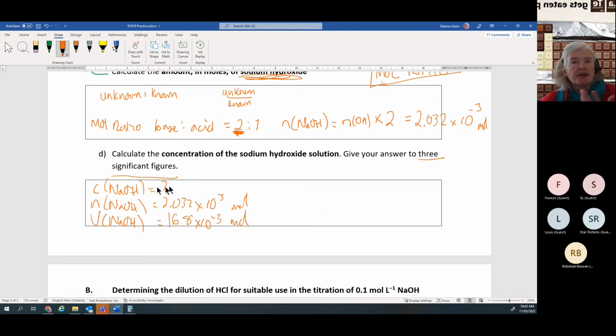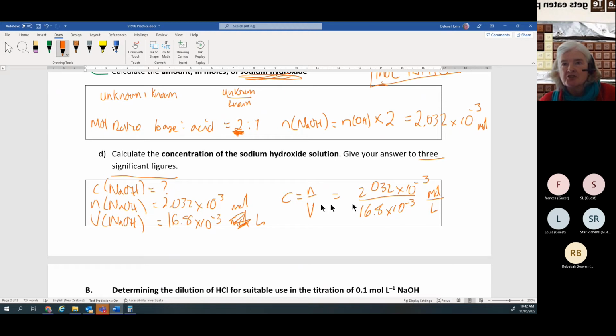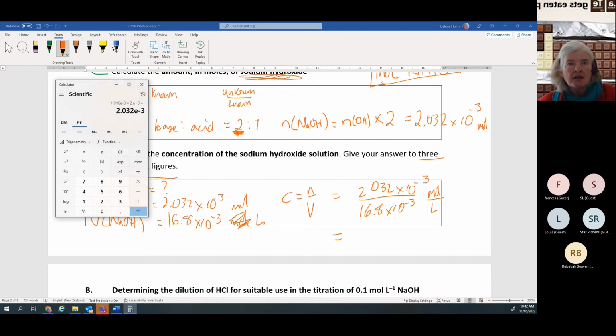And so now we just say, okay, what equation do I use? And hopefully you'll know by now I have to use C is equal to N over V. And N is 2.032 times 10 to the minus 3 and 16.8 times 10 to the minus 3 for, oh, that was volume, that was liters, sorry. Now, did you notice I had a wrong unit there because I was thinking I need to include my units to see that I'm going to come up with the right unit for concentration, which is moles per liter.